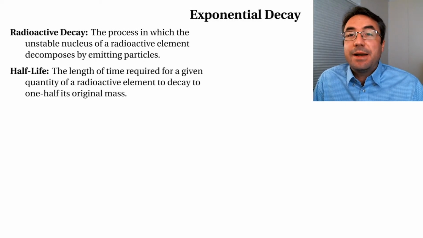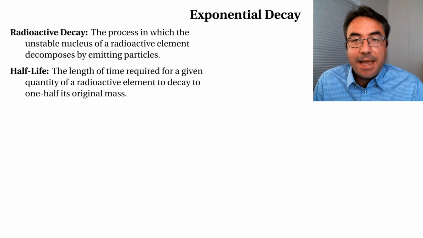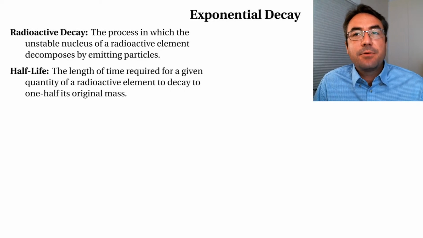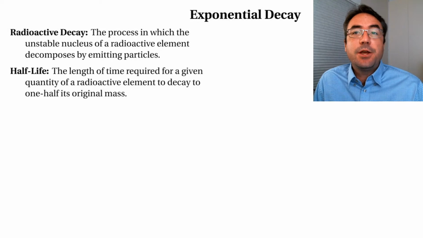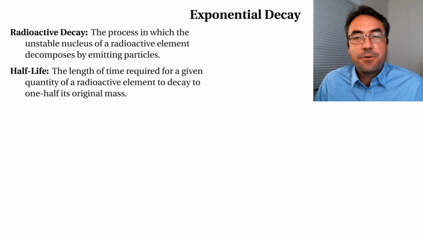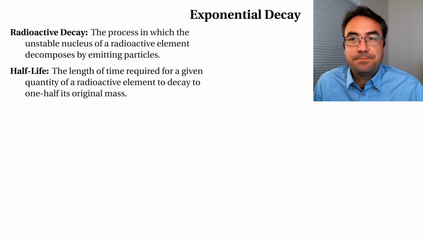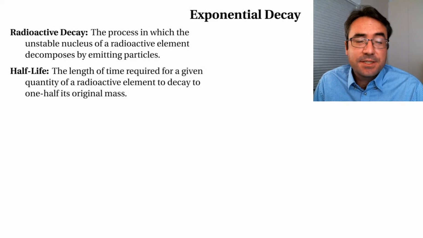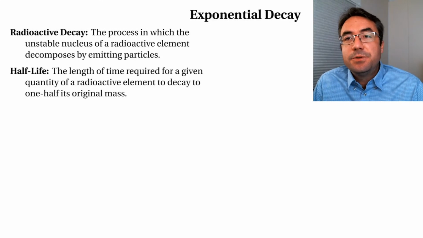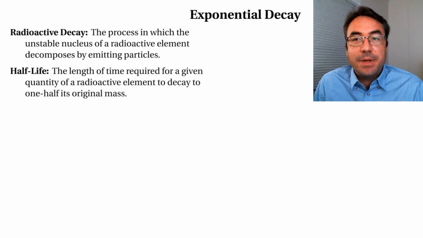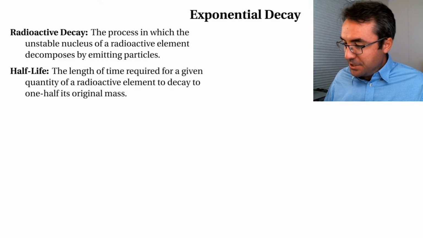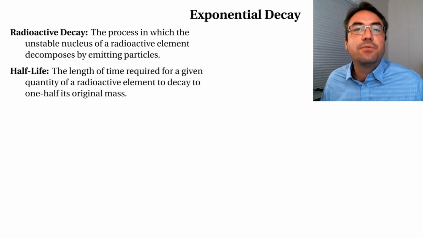We're also going to talk about exponential decay. The example we're going to consider the most for this is radioactive decay. So first, just a really brief description of what radioactive decay is. It's the process in which the unstable nucleus of a radioactive element decomposes by emitting particles. So let's just consider a little kind of graph or a picture of what's happening here.